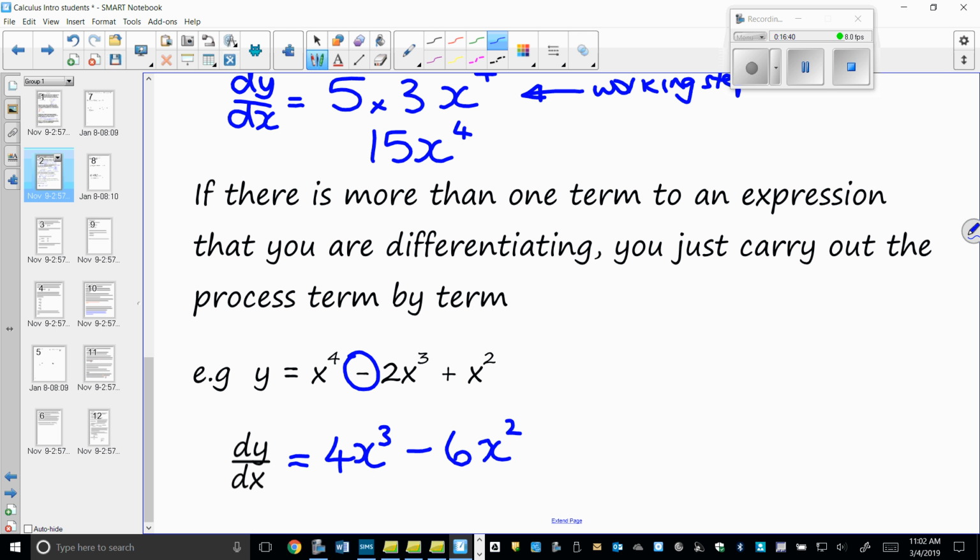What's the point of writing the dy dx? To show that you've differentiated it. Because if you just wrote equals, it's not equal to it. And then power comes in front, take one off the power. Do we write power 1? No.